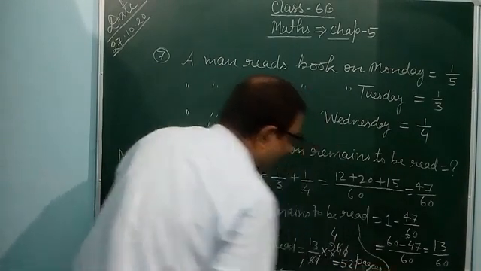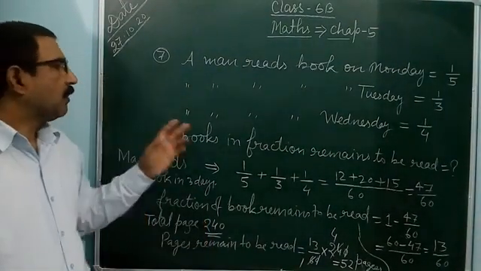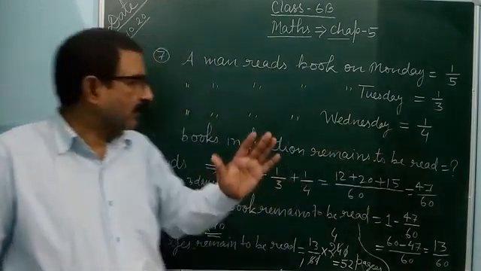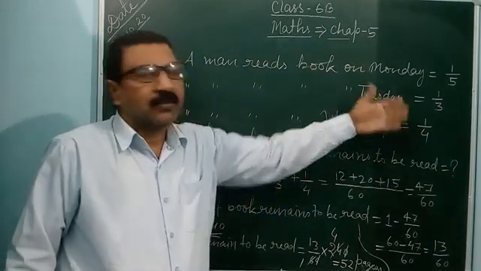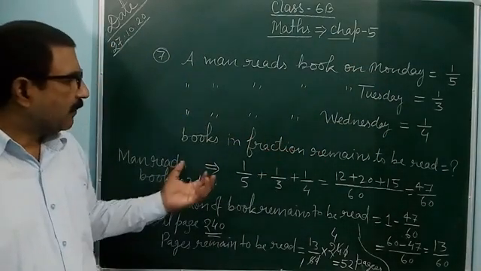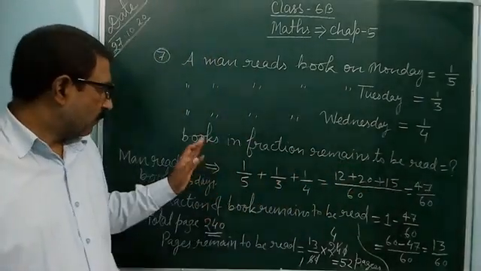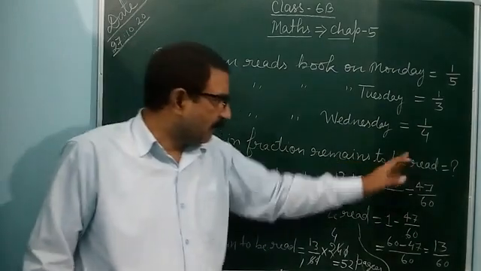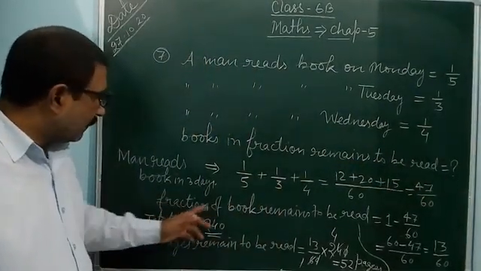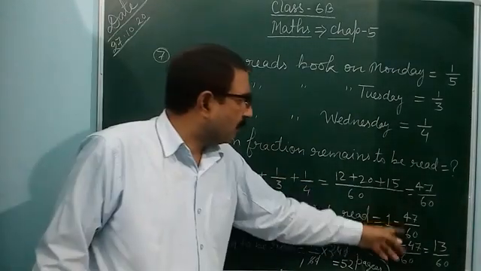52 pages remain. You see, this question asks two questions. First, what fraction of the book remains to be read? So firstly, you add together all the 3 days that the man reads. After that, you find it is 47 by 60. Then the fraction of the book that remains to be read is 1 minus 47 by 60.